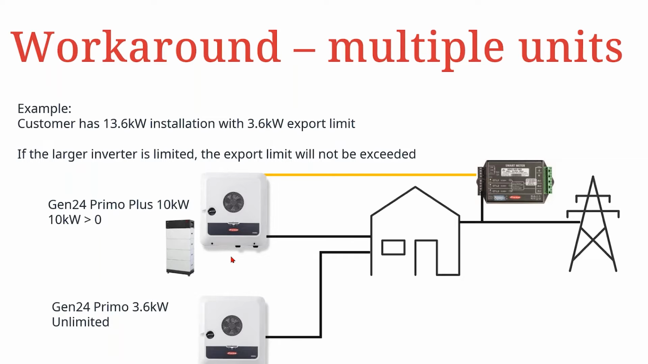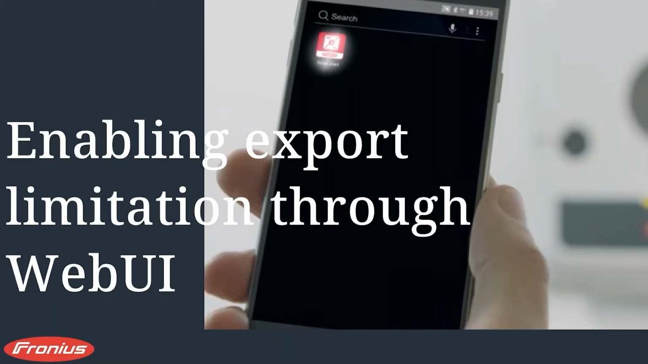And of course, if we have a 3.6 kilowatt limit, this inverter can run unrestricted, and all of the export limitation is done on that bigger inverter, which might also have a battery connected. So normally we can find a workaround if we have to have multiple inverters on the site with an export limitation. So how do we enable the export limit with these inverters? Well, we do it through the web user interface for the Gen 24 and Tauro, and we use a mobile phone with the Solar.start app.